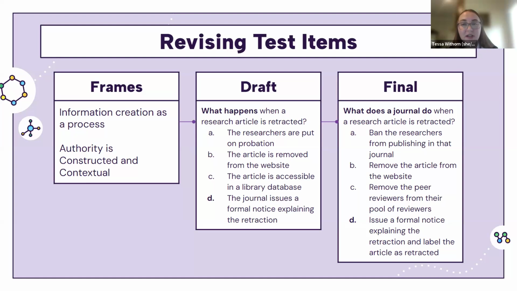So I was considering cutting this question altogether, but I was able to get some feedback that I could instead frame the question as: what does a journal do? So the multiple choice answers are a little bit different. Do they ban the researchers? Do they remove the article from the website, which usually is not the case? Do they remove the peer reviewers from the pool? And then finally, the correct answer: issuing a formal notice explaining the retraction and labeling the article as retracted. So I think that question became much better after iterative refinement.